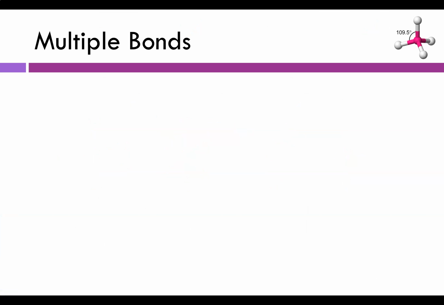So far, we've only drawn molecules that have single bonds, but there are double and triple bonds that exist as well. So I want to talk a little bit about how to know when to draw them and how we represent them in a Lewis structure.